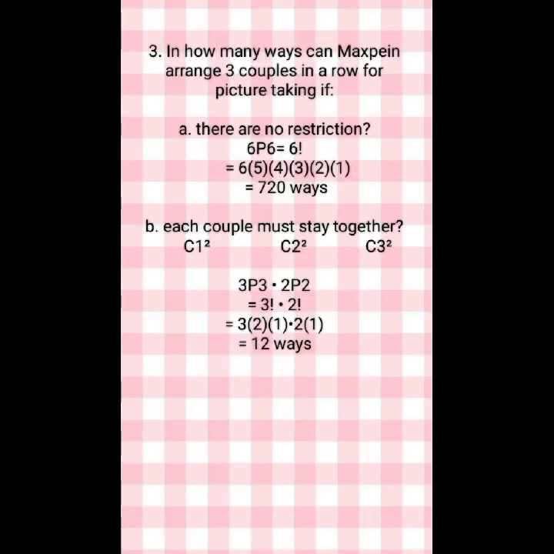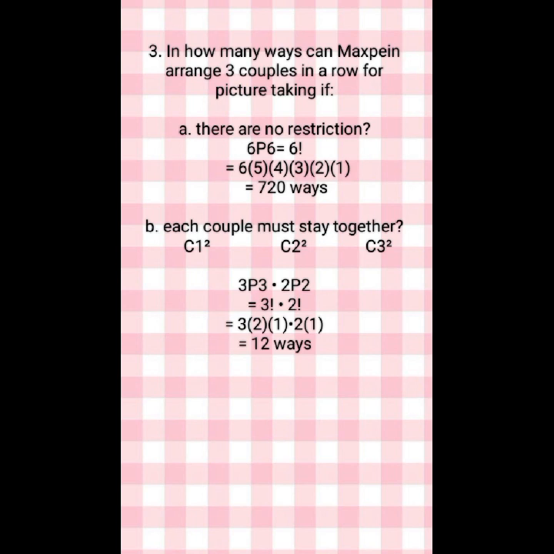For the last situational problem, we have: in how many ways can Max Payne arrange 3 couples in a row for picture taking if A, there are no restrictions, B, each couple must stay together. So 3 couples means there are 6 persons involved. Since there are no restrictions, we are going to use P of 6 persons taken 6. All of them are included, so that is equal to 6 factorial.